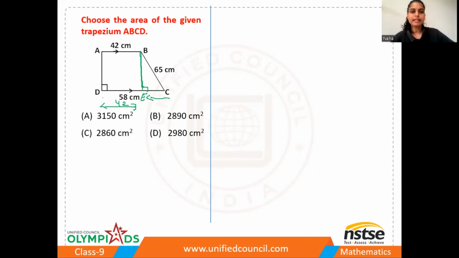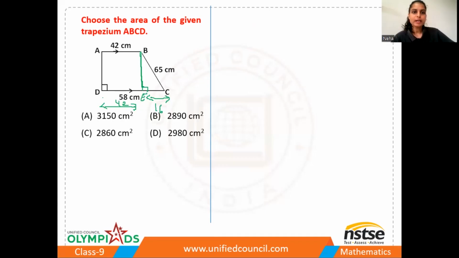Now the remaining side EC will be 58 minus 42, because the complete CD is 58 and DE is 42, which is 16. So EC is equal to 16 centimeters. What I have to do here is choose the area of the given trapezium ABCD. So I have to find the area of this complete trapezium ABCD. Perfect, this is done.